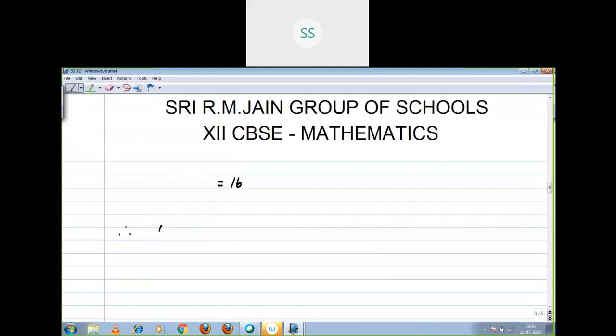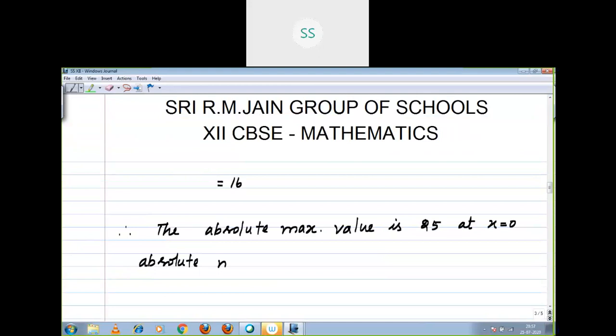Therefore, the absolute maximum value is 25 at x is equal to 0. At x is equal to 0, the maximum value is 25. The absolute minimum value is minus 39 at x is equal to 2.